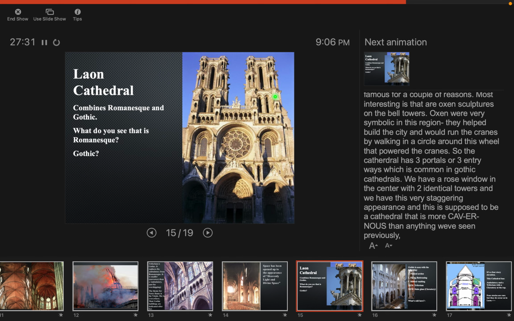Sometimes these would be bell towers, so at the top there would be bells inside, signaling the mass or the hour. We have a very staggering appearance, and this is supposed to be a cathedral that is more cavernous than anything we've seen previously. So it's more cave-like.